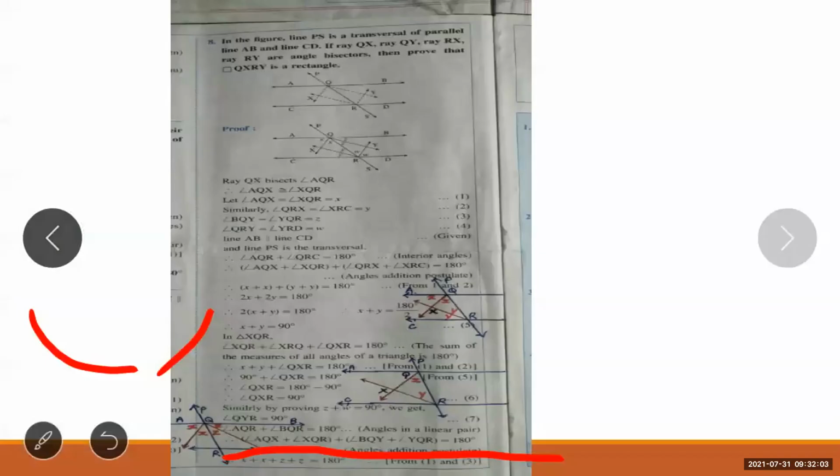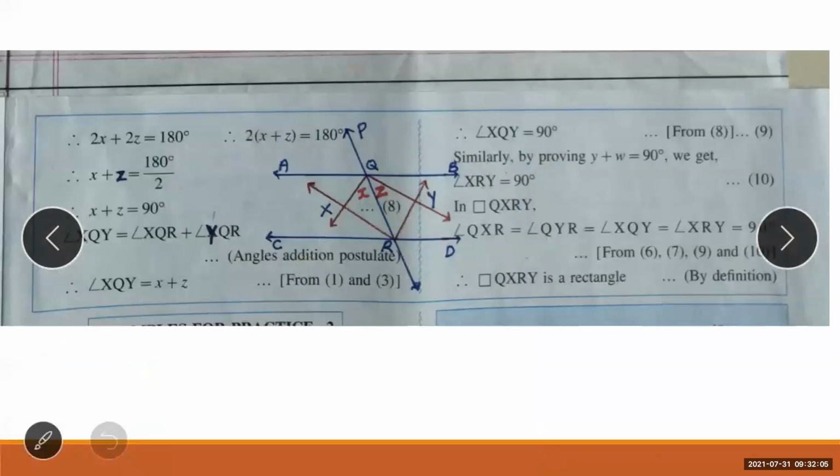So angle AQX is x, this one again x, and this z plus z. In the diagram you can see that x plus z plus z. Okay, here x plus z plus z together is 180 degree.